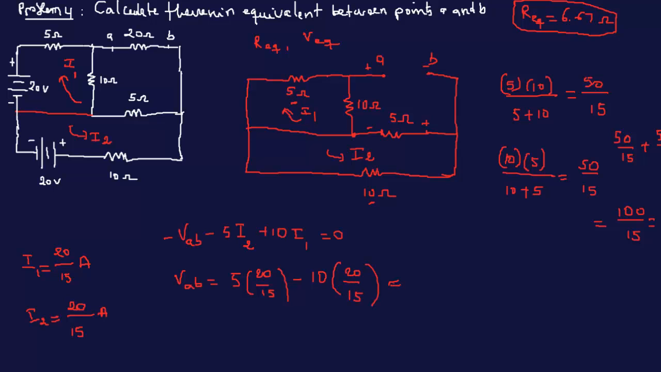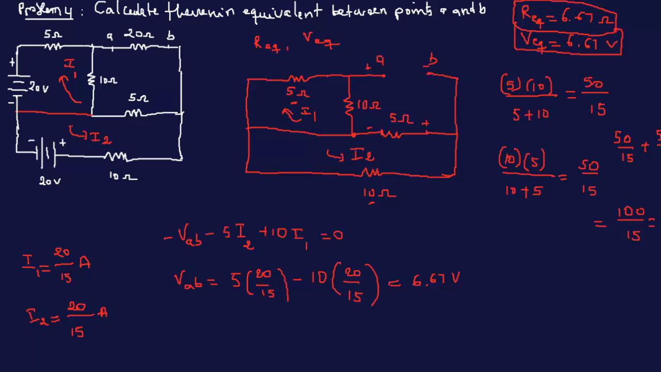So this whole thing, let me see. Minus 10. So I have 6.67 volts. So our VEQ is equal to 6.67 as well. So that's it for Thevenin.